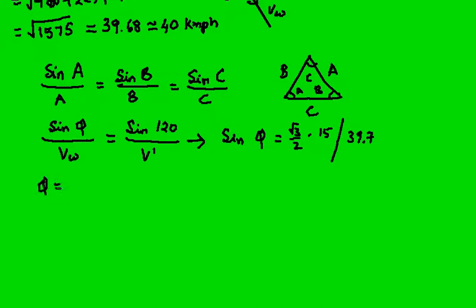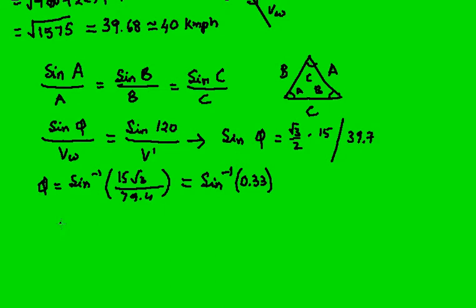So phi would be equal to sine inverse of 15 root 3 by 79.4. I moved the 2 to the denominator, 2 into 39.7 would be 79.4. So this would yield a value of sine inverse of 0.33. Solving this value would give you an angle of phi equal to 19.3 degrees. So that's the end of the problem.